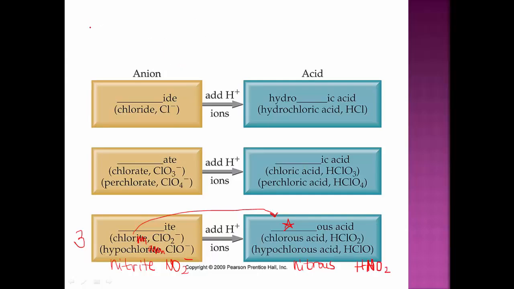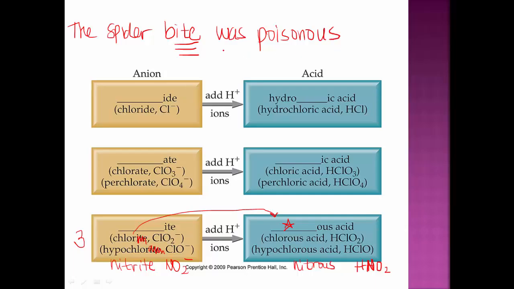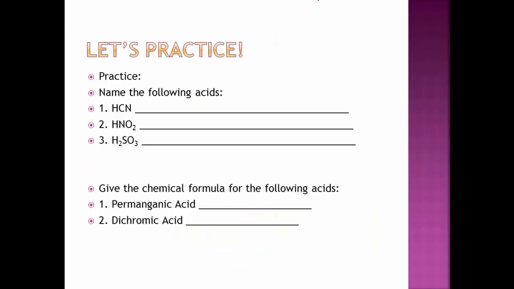So our final sentence to help us remember these things: the spider bite, which nobody wants, "ite," was poisonous. The spider bite, "ite" ending, was poisonous, O-U-S ending. Okay, so "ite" and "ous" go together. So let's do some practice here and see what type of things you need to be able to do. So the first one, HCN.